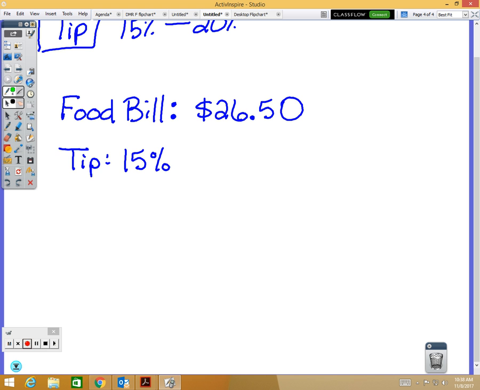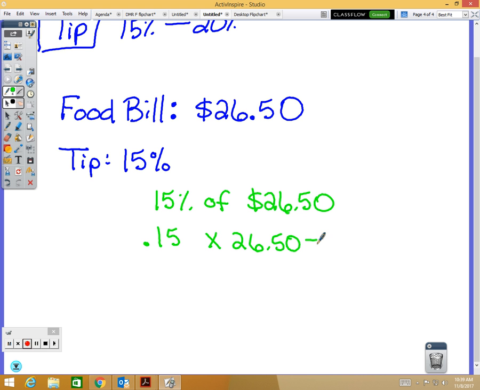So I'm going to do 15% of the food bill, which is $26.50. So that's what we just practiced, right? So 15% would be rewritten as 0.15 times $26.50. Now, quite often you have to round your answer, so we'll talk about some of those too. Like this one. So your calculator said 3.975, correct?